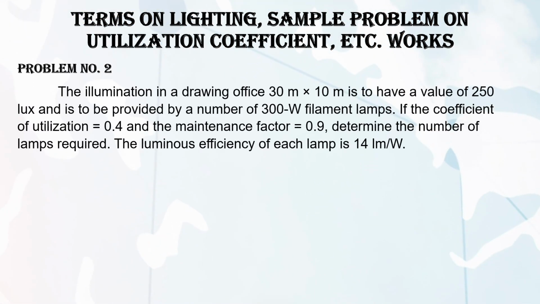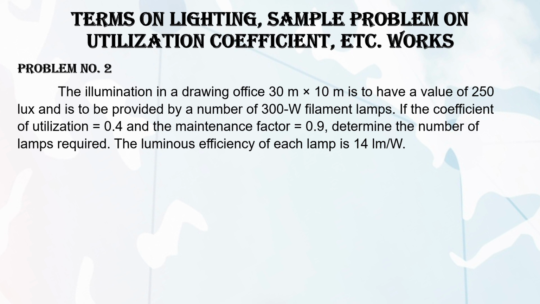Let's proceed to problem number 2. The illumination in a drawing office 30 meters by 10 meters is to have a value of 250 lux and is to be provided by a number of 300-watt filament lamps. If the coefficient of utilization is equal to 0.4 and the maintenance factor is equal to 0.9, determine the number of lamps required. The luminous efficiency of each lamp is 14 lm per W.